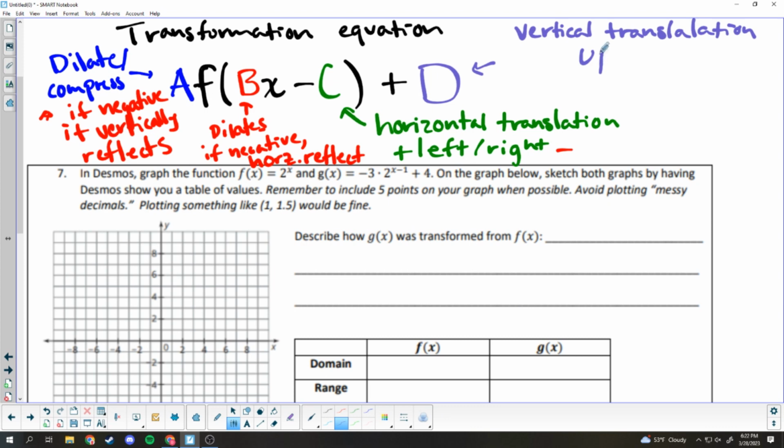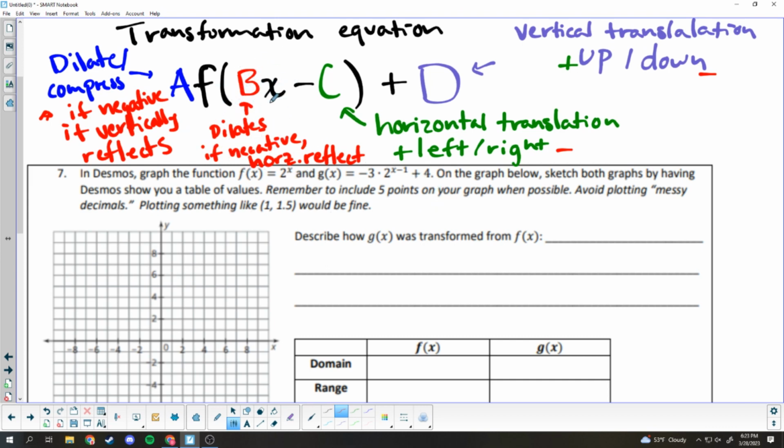Vertical is up/down, and this one follows the rule. If you add, you go up. If you subtract, you go down. Okay? If you understand what each of these things does, you don't even have to worry about B in this case.